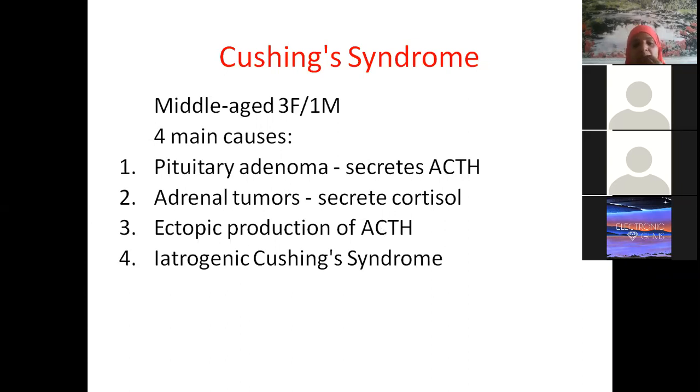Ovarian tumors are there which may start releasing ACTH. Krukenberg's tumors, they are called. Different tumors, paraneoplastic syndromes, they are actually called. They may start producing hormones like ACTH.